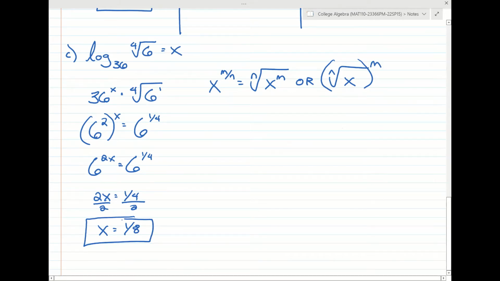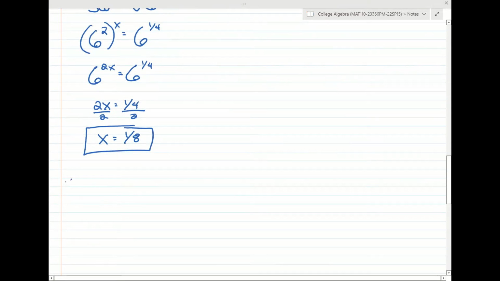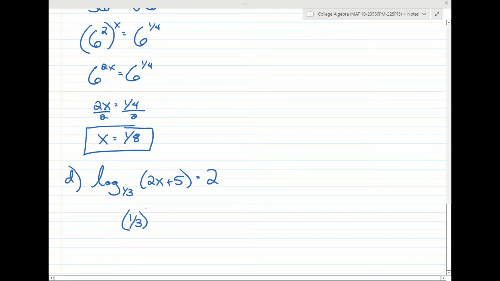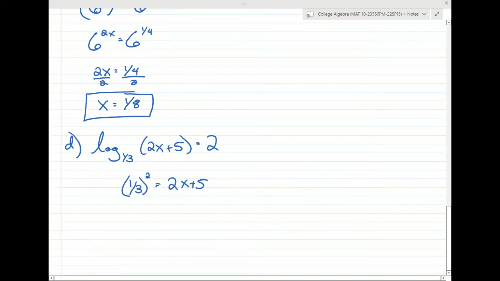We want to do one more of these type of problems. What if we had log base 1/3 of 2x plus 5 is equal to 2? Similarly to what we did before, we do 1/3 to the 2nd power is equal to 2x plus 5. One-third squared is just 1/9.